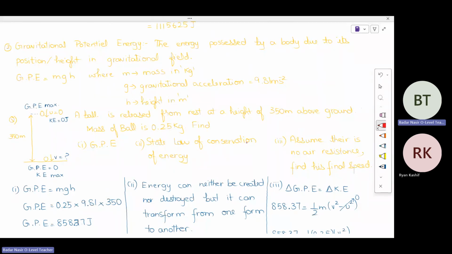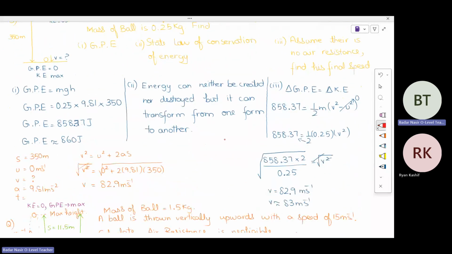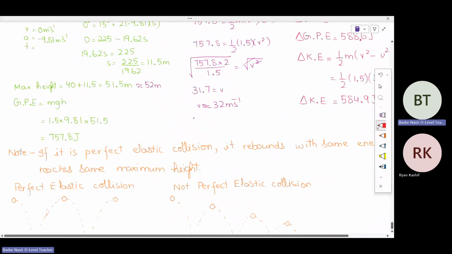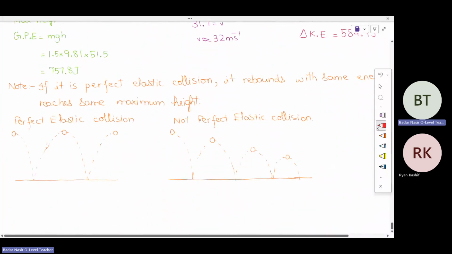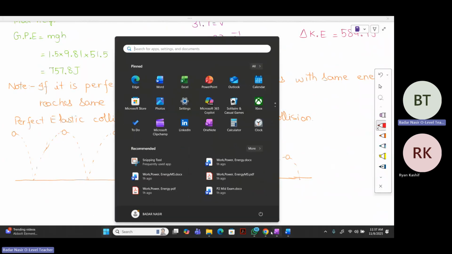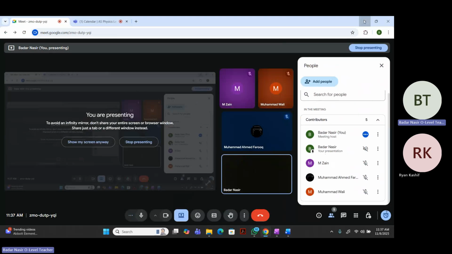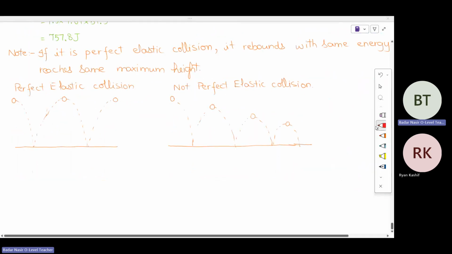Okay, so we just did some practice। फिर हमने इसे kinematics के साथ merge करके देखा है कि मिक्स होके आपको कैसे क्वेश्चन आएगा। If it's a perfect elastic collision तो आपके पास जो rebound, it rebounds with the same energy and it reaches the same maximum height। Okay, so we'll just discuss one more topic that is about the internal energy, and after that I am going to end this lesson। ठीक है, we'll do the past paper question on Monday। So what is internal energy?